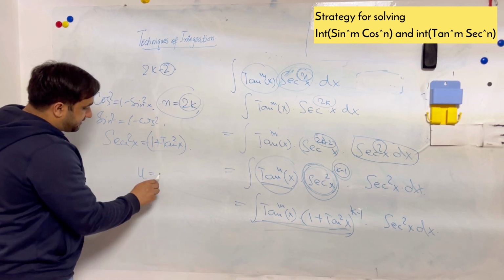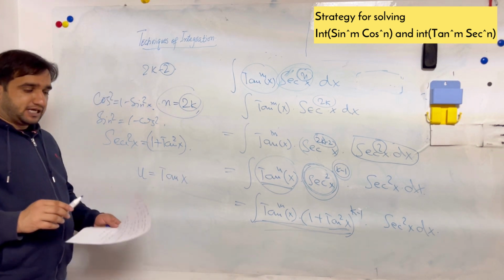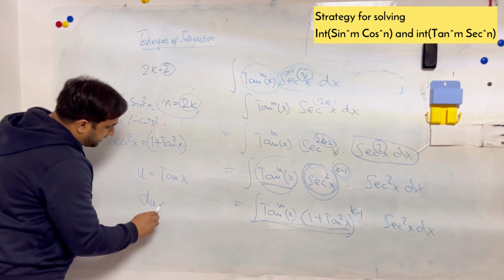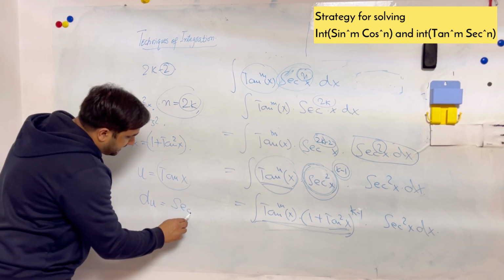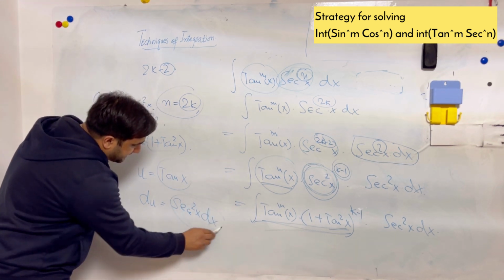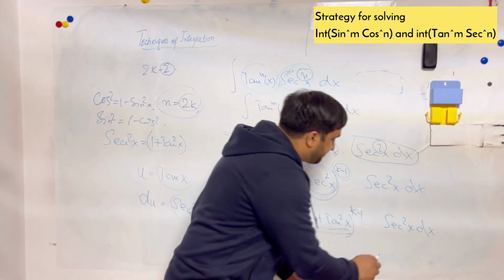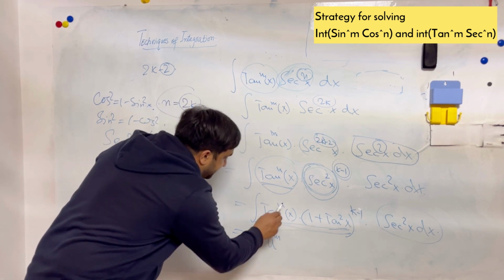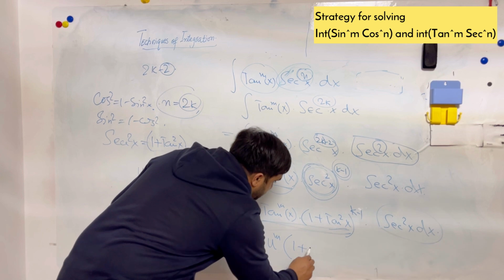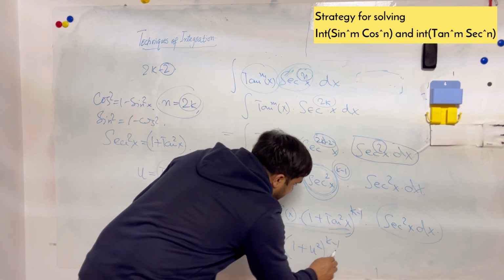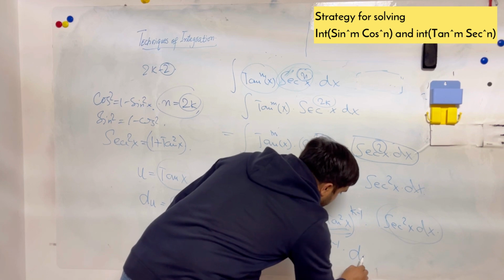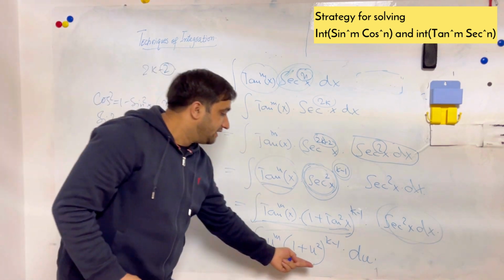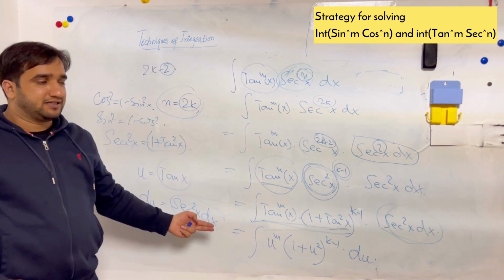So I can assume u equal to tan x. When I assume u equal to tan x, then du will be, you know that the derivative of tan x is secant square x dx. And this I needed for du. I already saved this thing. So it will become the integral of u power m, into 1 plus u square raised to the power k minus 1, into du. So we have successfully converted the variable in terms of u. Now you can solve this integral, a simple power rule.